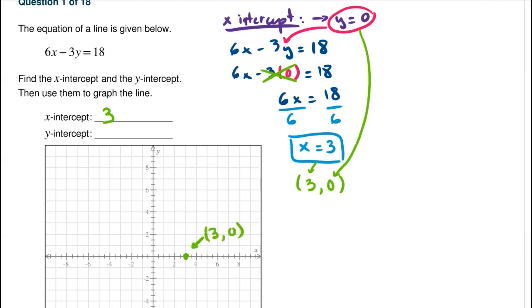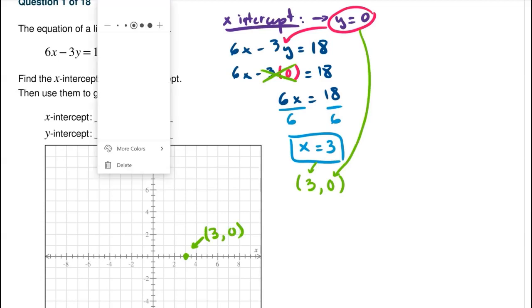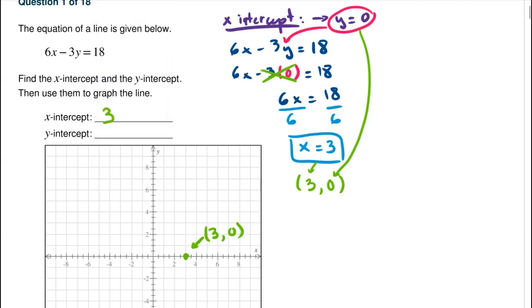Okay, now we're going to look at the y-intercept. The y-intercept is where the line crosses the y-axis, the opposite of the x-intercept. So for the y-intercept, you set x equal to 0. The concept almost stays the same. We're going to write down the equation, 6x minus 3y equal to 18, but this time we will replace x by 0.